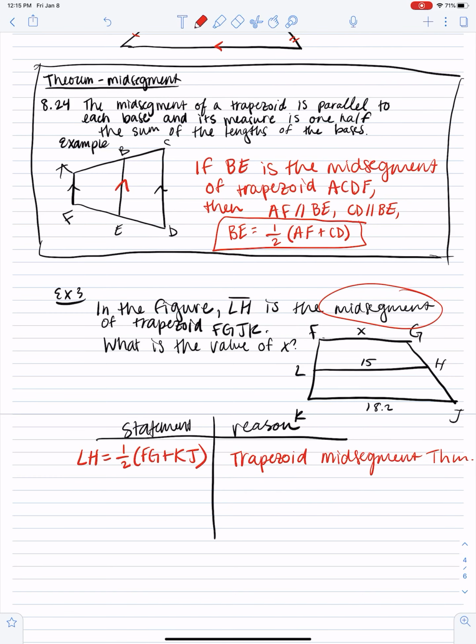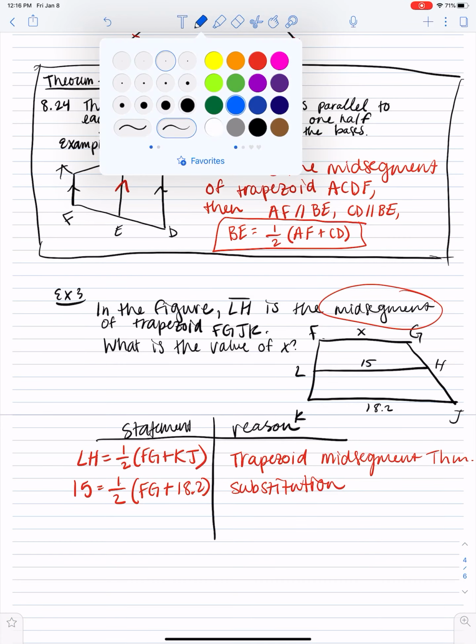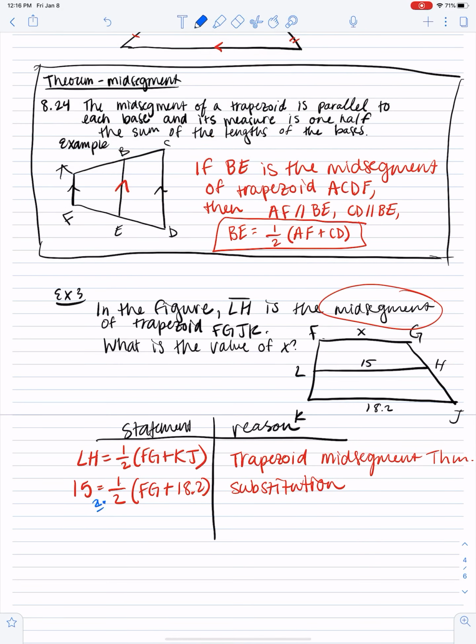And then we need to plug in what we know. So we actually do know LH. LH is 15. And we know KJ. So the one we don't know is FG, which is what we're trying to find. And we know KJ is 18.2. And that is just substituting what we know. And then we've got to start doing math. Instead of multiplying by 1/2, we can multiply by 2/1 on both sides. So I'm going to do that in a different color so it's obvious to you guys. Times 2/1, times 2/1. So our answer becomes 30 equals FG plus 18.2.